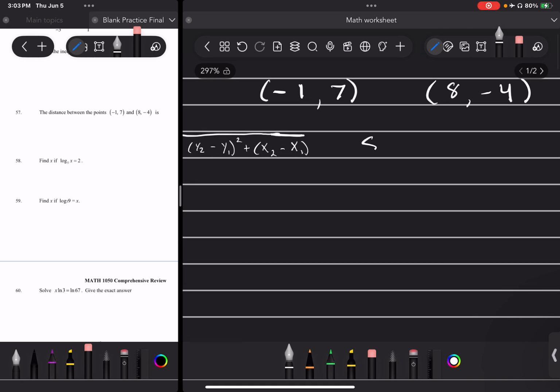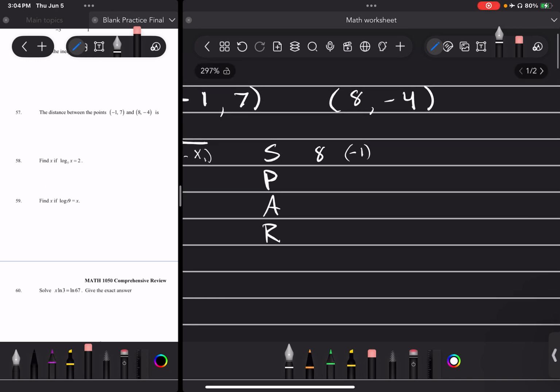I just use SPAR. First one is subtract. All I have to do is pick an x and a y. It doesn't matter which one I do in whatever order. I could say 8 and -1, and then -4 and 7. I could do it 7, -4, -1, 8. I could do it the other way around.